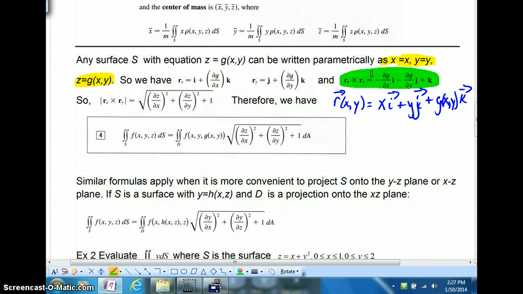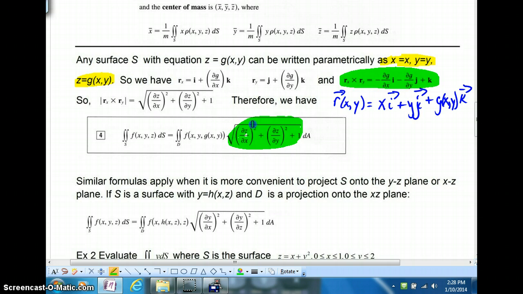You see that so very often that it's worth memorizing that r sub x, the partial derivative of r with respect to x, cross-producted with the partial derivative with respect to y, is the opposite of partial g with respect to x i, minus partial derivative of g with respect to y j, plus k. And then if we took the length of that, the norm, of course, we would just get the Pythagorean theorem. We saw that yesterday as well. Here it is showing up again.